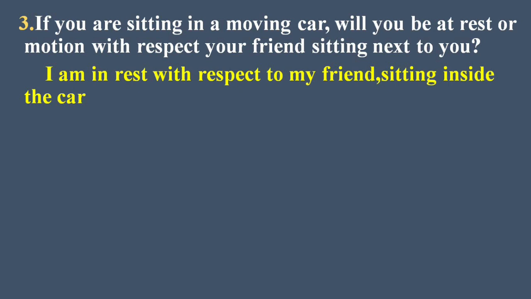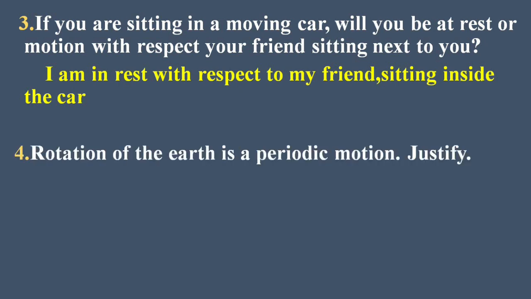Third one, this also we discussed in the previous video. Fourth one, rotation of the earth is a periodic motion. Justify. Yes, rotation of the earth is a periodic motion, because periodic motion is repeated in equal intervals of time. See, if one day crosses 24 hours, then the next day also we should reach 24 hours, because it's in equal intervals of time only. That's why we are mentioning it here as a periodic motion.